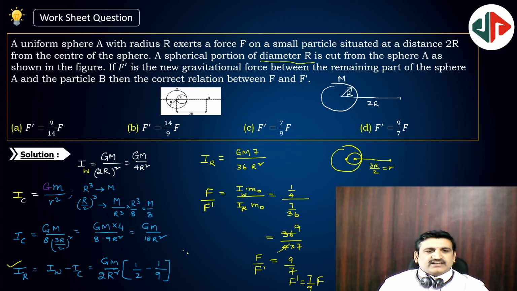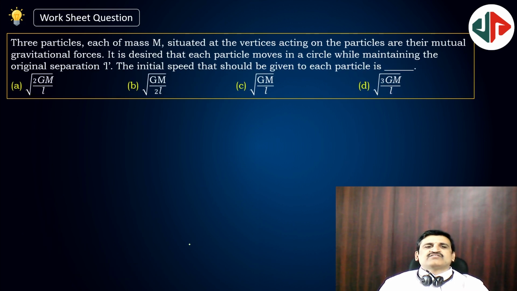Okay, next. 3 particles each of mass m situated at the vertices, acting on the particles are their mutual gravitational forces. It is desired that each particle moves in a circle while maintaining the original separation L. The initial speed that should be given to each of the particles is equal to... there are three particles, each of mass m.